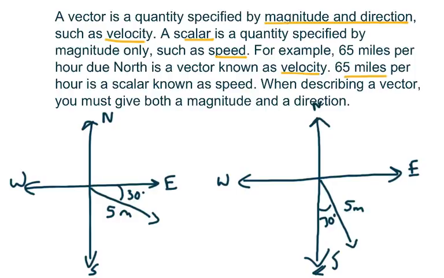When you describe a vector, you must give both the magnitude and direction, and that's the part we're going to do in this short video. So basically, I did a compass here, and we've got north, south, east, and west, and I have my 30 degrees drawn, and my 5 meters is the length. So what we're going to do is talk about magnitude. That's going to be 5 meters.